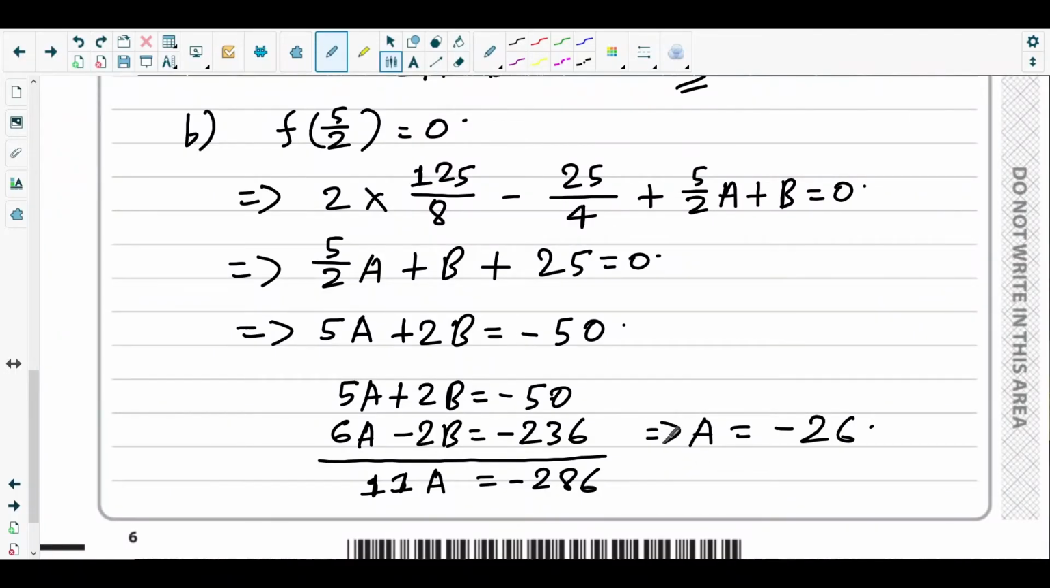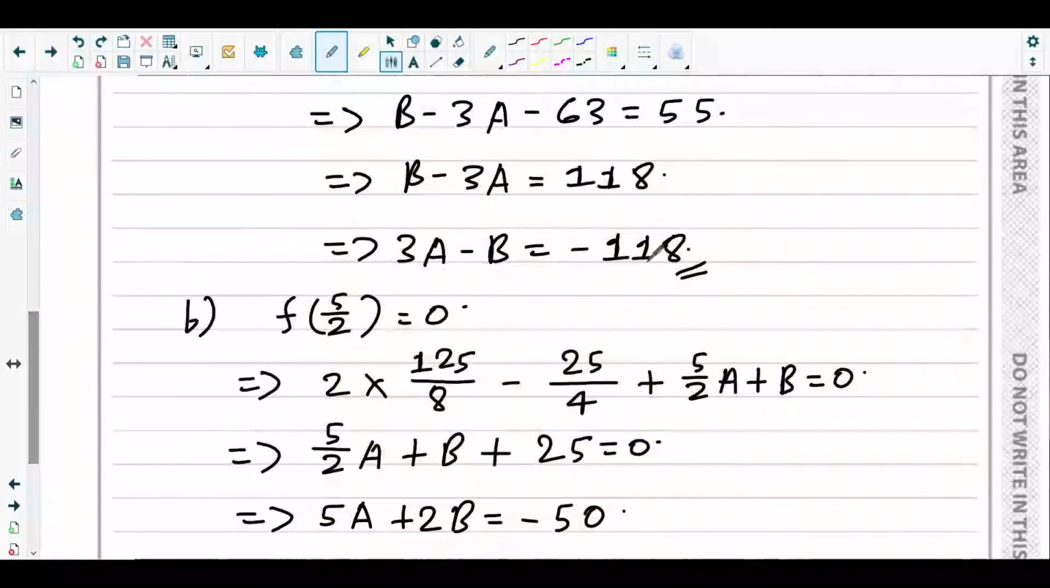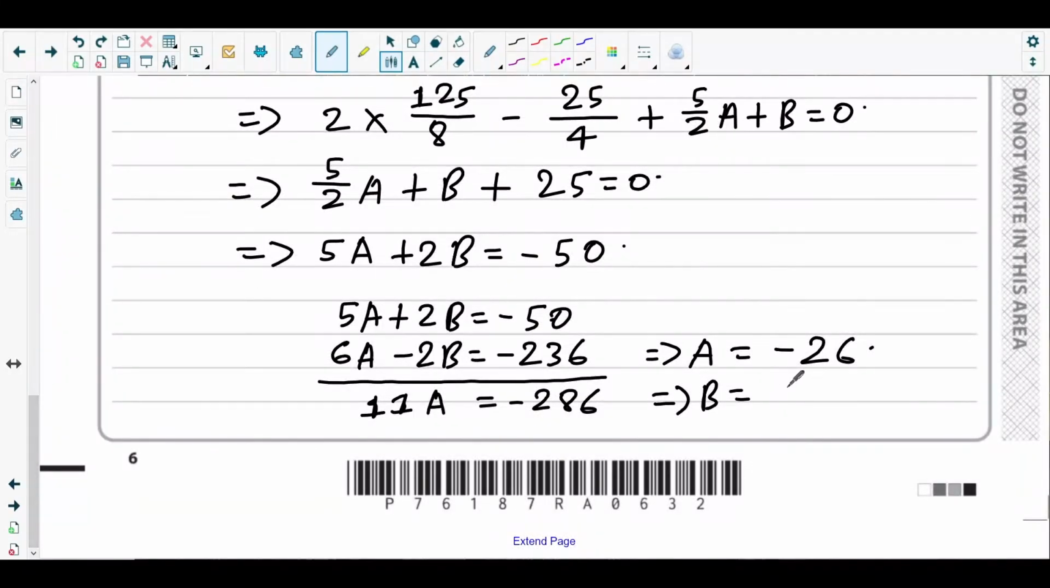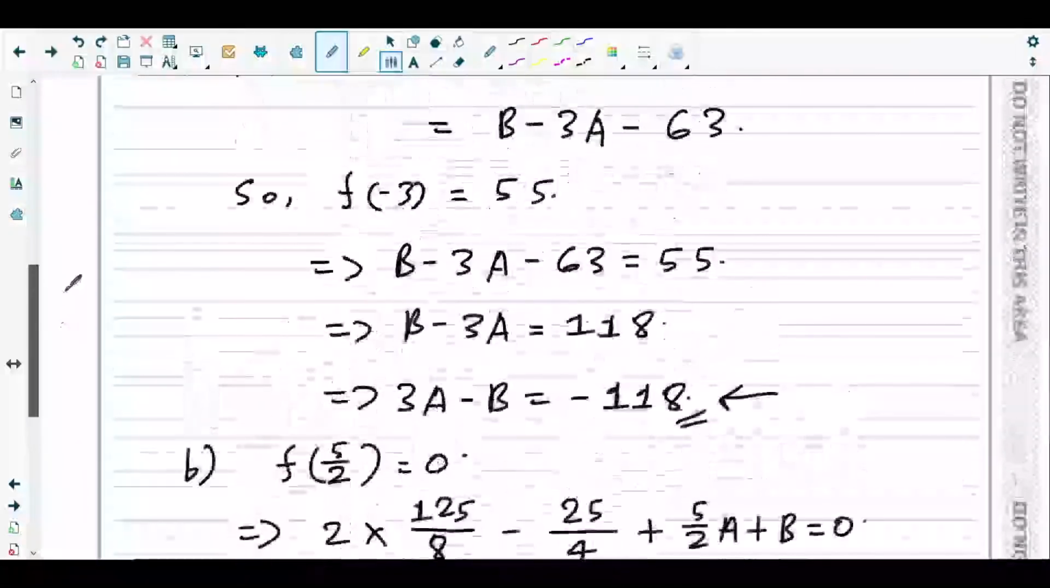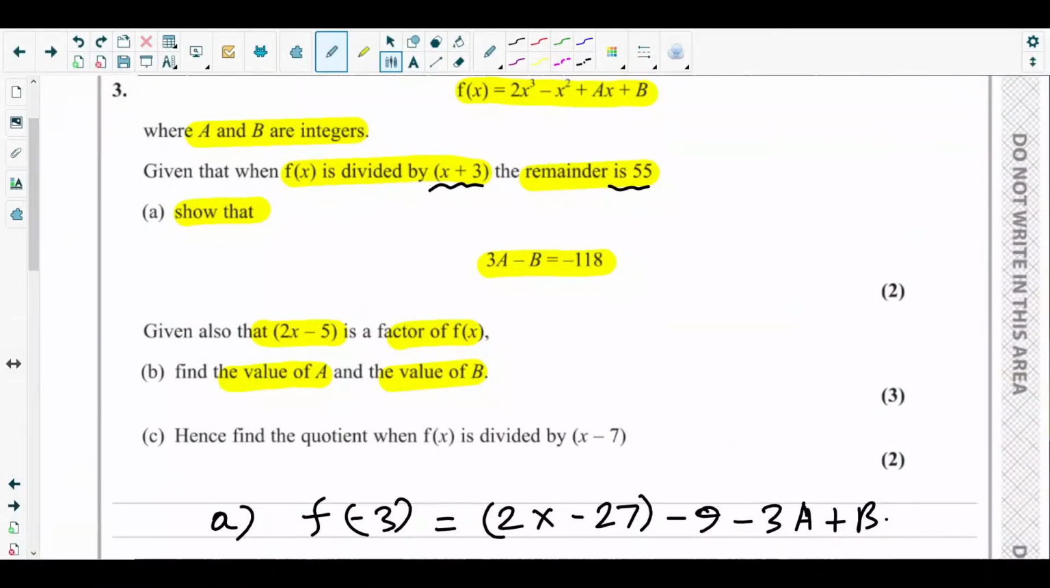So what would be the value for b? You can put it in any of the equations. So let's put it in there, because here b is alone. If you take b to the right, you will get 3a plus 118. So 3 times negative 26 plus 118, what will you get? It gives you 40. So we got the value for a, negative 26, and the value for b is 40. Done. That's what part b has asked for.